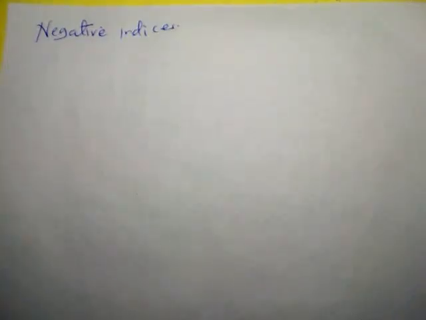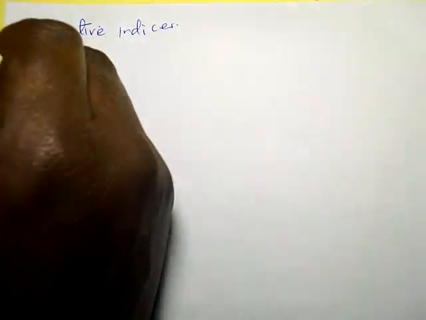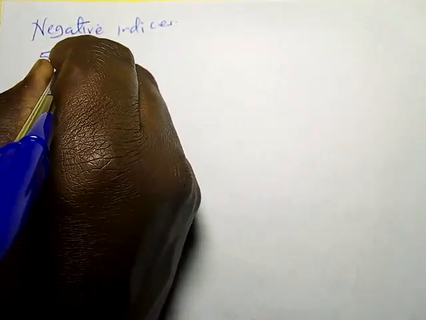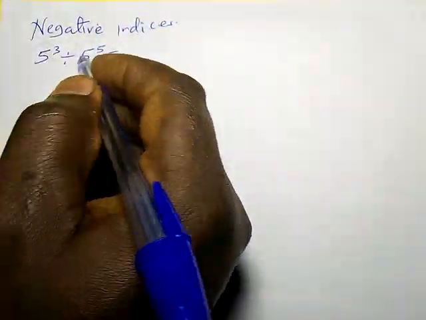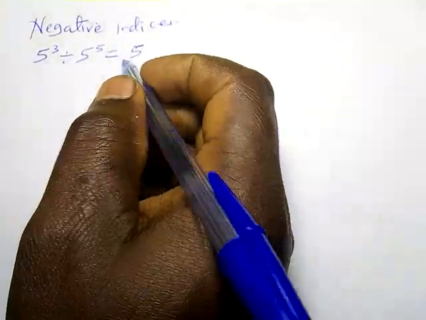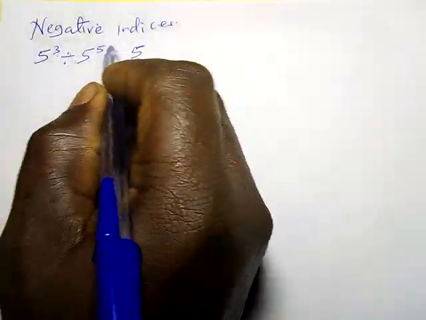So far we have been dealing with positive indices. We want now to look at the negative index. How does the negative index come in? For example, if I have 5 raised to power 3 divided by 5 raised to power 5, what is that? When we divide, the base remains the same.